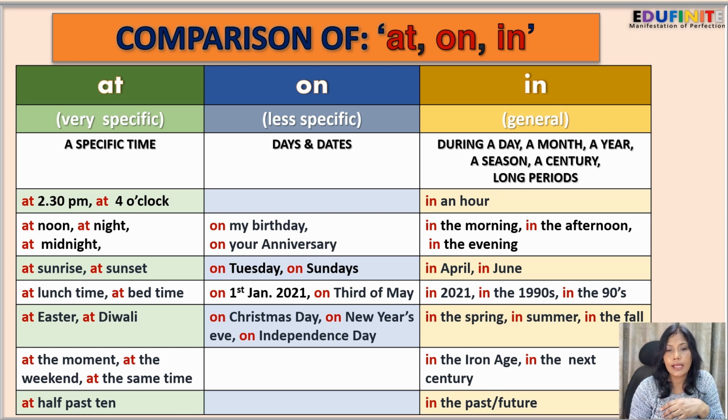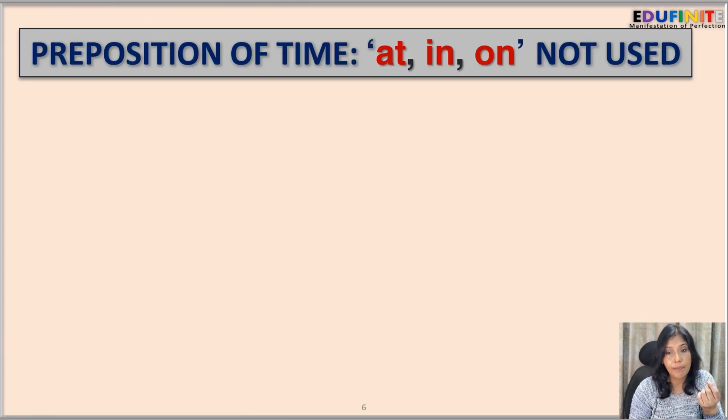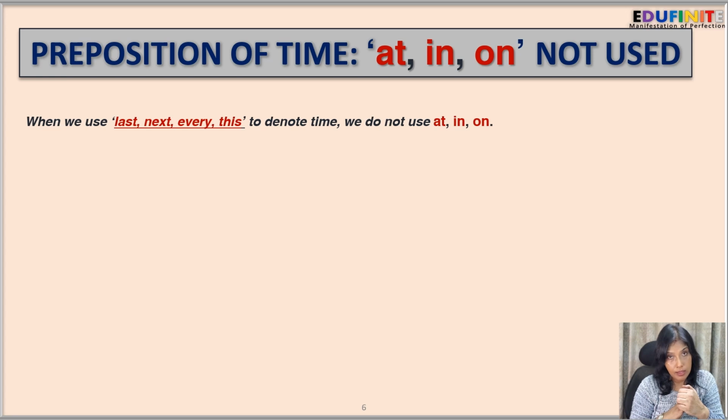Now, let's go to prepositions of time where at, in, or on is not used. Let's see. When we use last, next, every, this to denote time, we do not use at, in, or on. Now let's look into some of the sentences to understand.